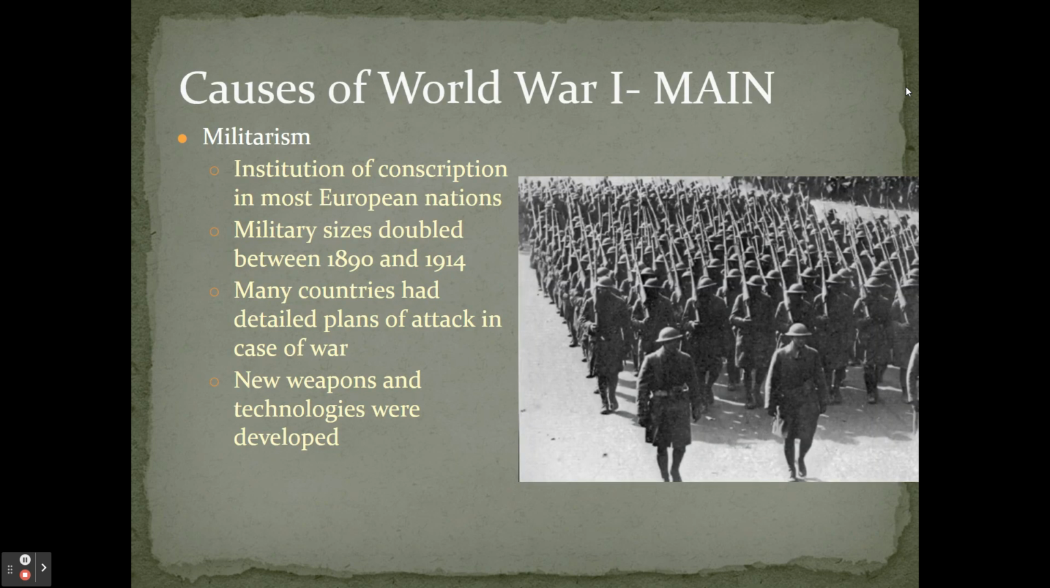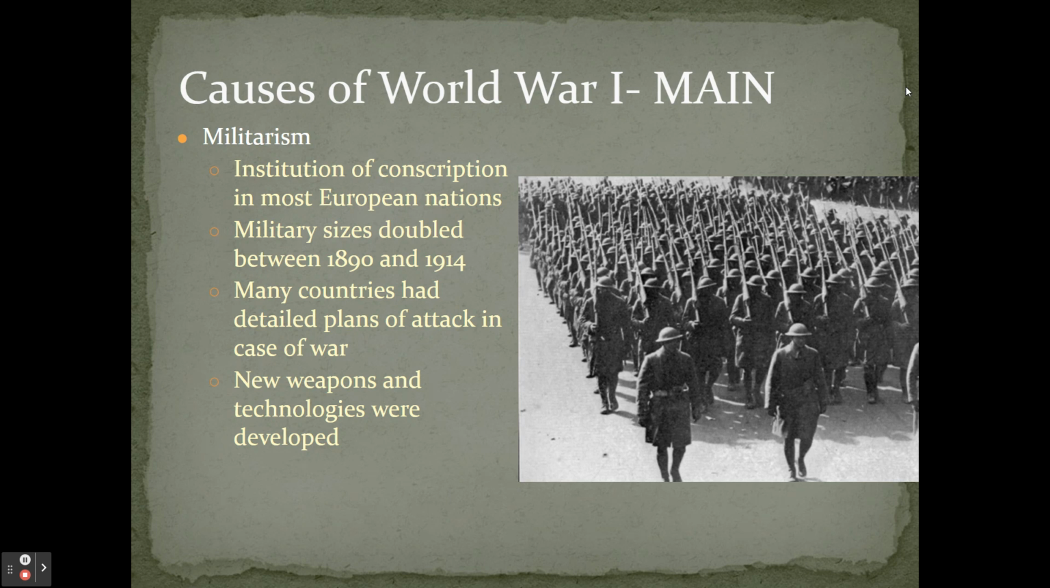Okay, so an easy way to remember the main causes of World War I is through the acronym MAIN. So the M stands for militarism. Militarism is just a rise in military sizes and military equipment, and there's going to be lots of innovations. Basically, it's as if all these countries involved knew there was going to be a conflict and they were preparing for it over time.